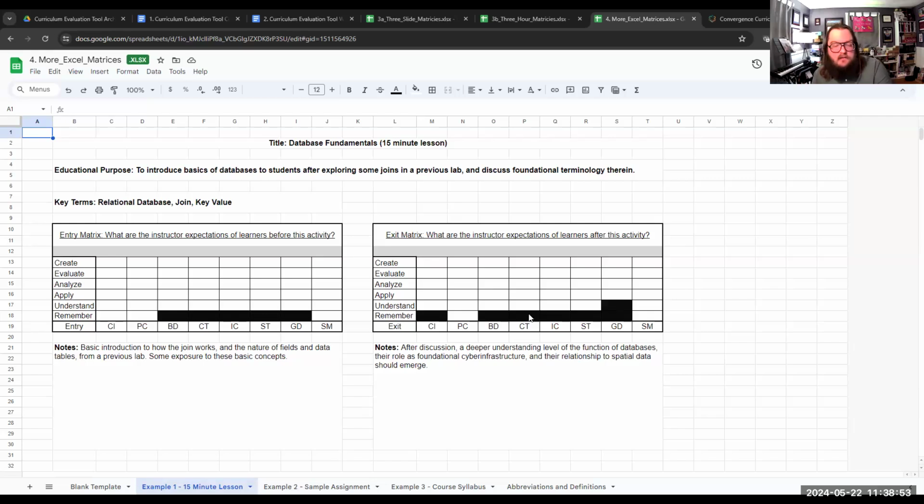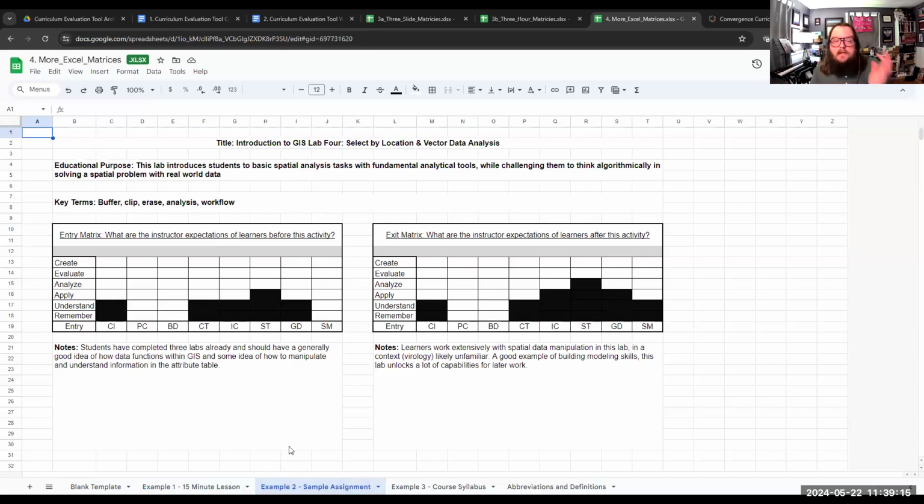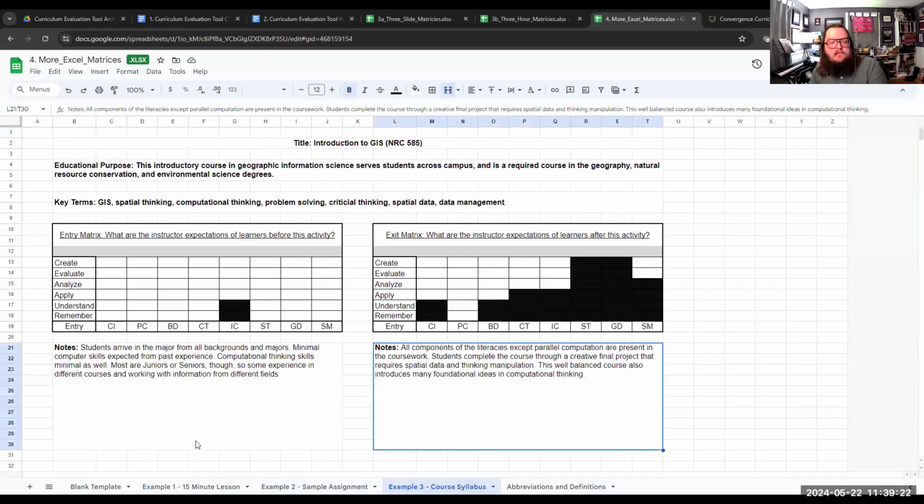And then after, not a big change in this one, but I'm hoping that after this 15 minutes, they've got a better understanding of geospatial data so that we can advance to more complex stuff after we get these basics down. These slides are in here. It's about joins. There's a cat. There's always a cat. Then I have a sample assignment. Same idea, more growth in the assignment. And then I have a course syllabus. So this is my introduction to GIS course.